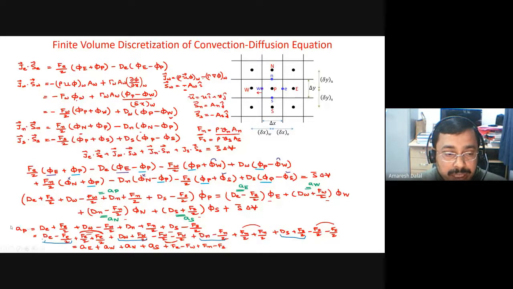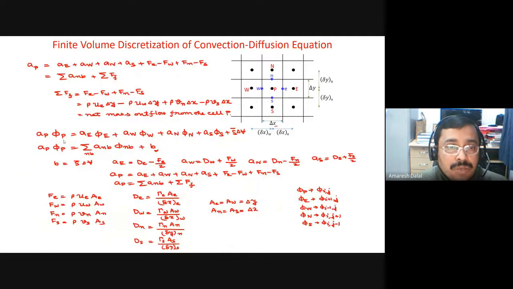So you can see that AP, which is the diagonal coefficient, is the summation of all the neighbor coefficients plus the summation of FF, which is the net outflow from the phase. Okay, AP minus FW plus FN minus FS. So you can see that at convergence, obviously the continuity equation will be satisfied, so this term will become 0. So we can finally represent it in this AP phi p form.